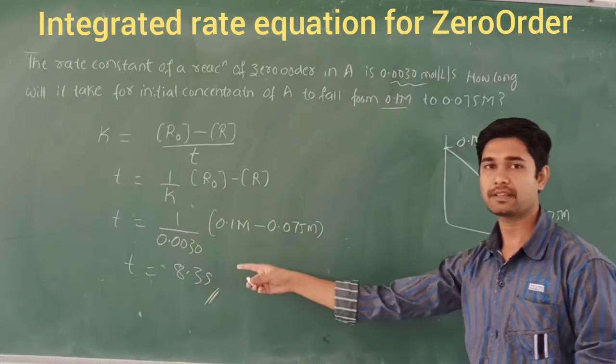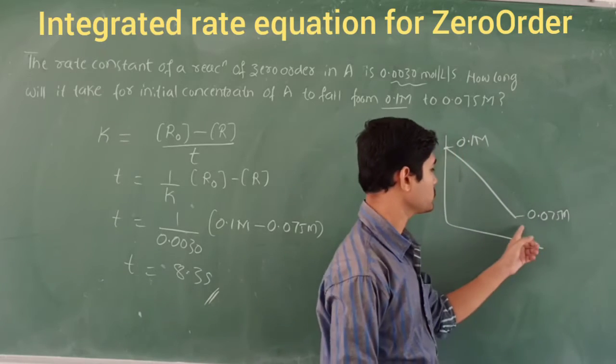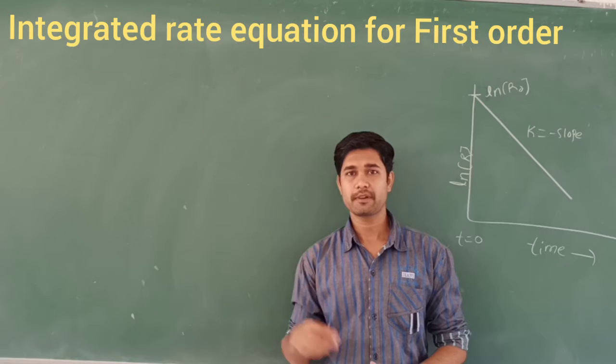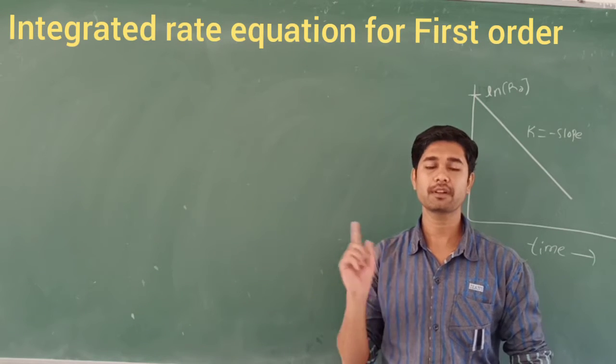So at this time it is going to require to fall from 0.1 M to 0.075 M. Let's derive the second one. This is also very important. That is called the integrated rate equation for the first order reaction.